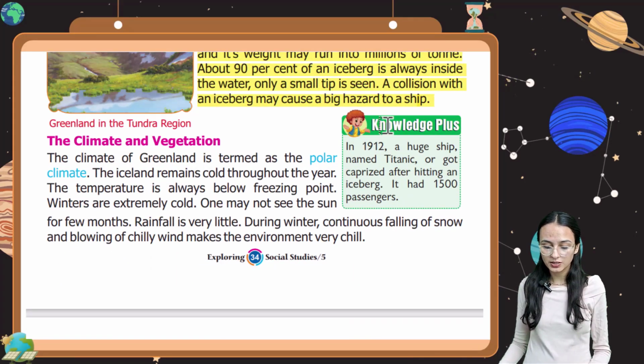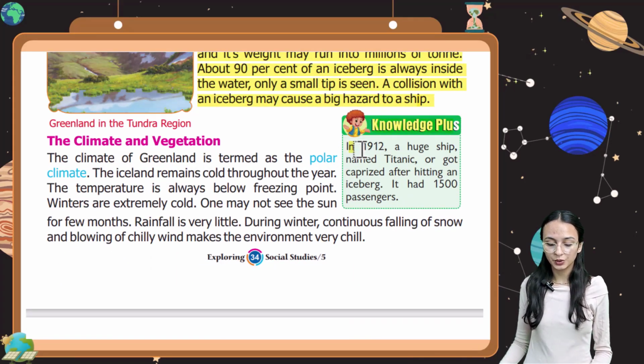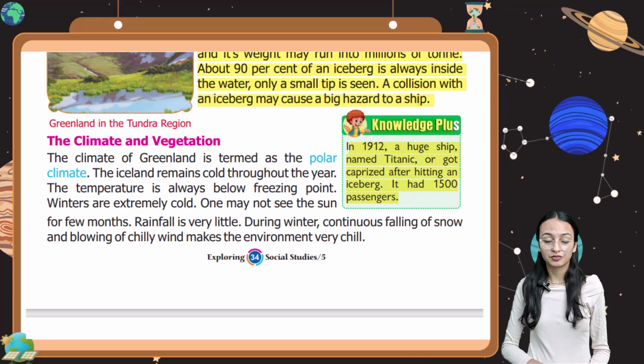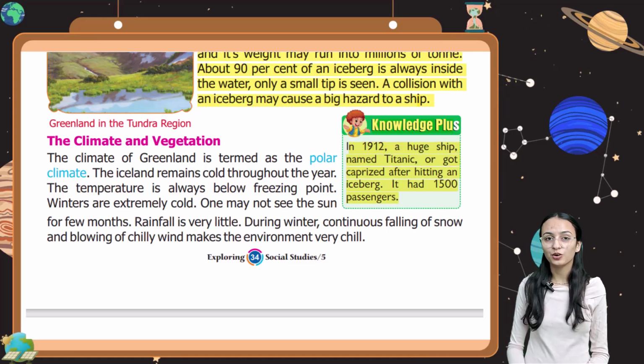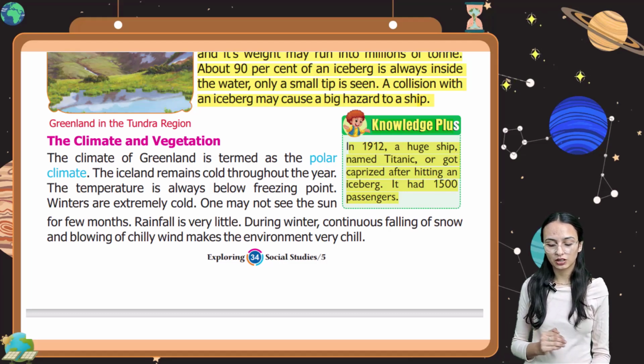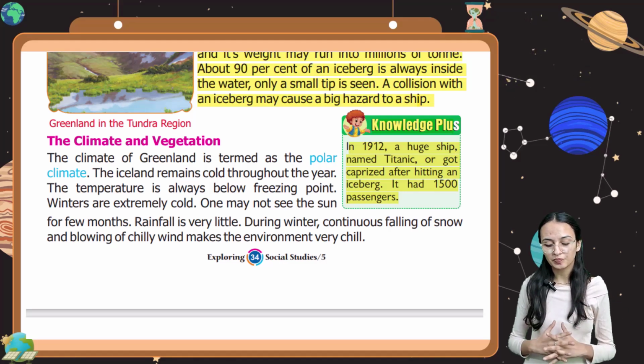Now a knowledge plus. In 1912, a huge ship named Titanic got capsized after hitting an iceberg. It had 1,500 passengers. I hope all of us know about the famous movie Titanic. So they are talking about them only, that a huge ship Titanic sunk in the sea after hitting an iceberg.